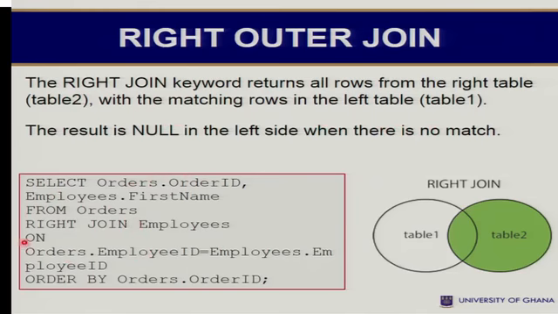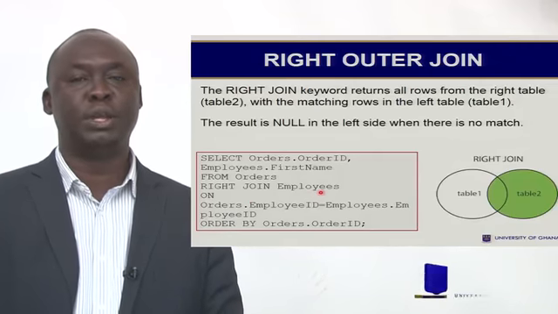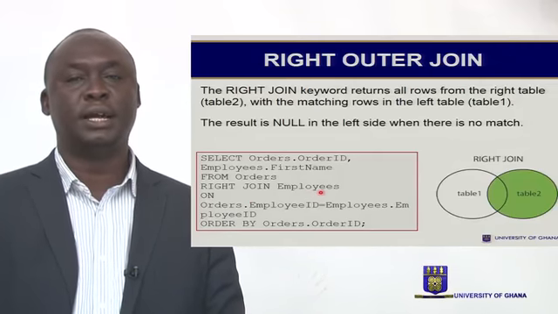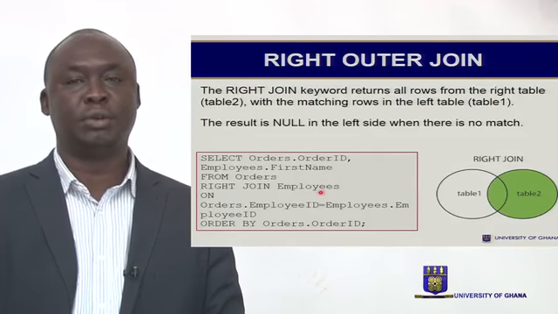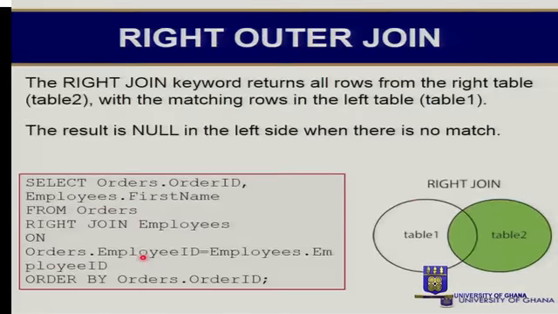So as you can see, from orders, we specify right join. Then we specify the employees table. So this would have displayed all the data from the employees table together with the matching records in the orders table.